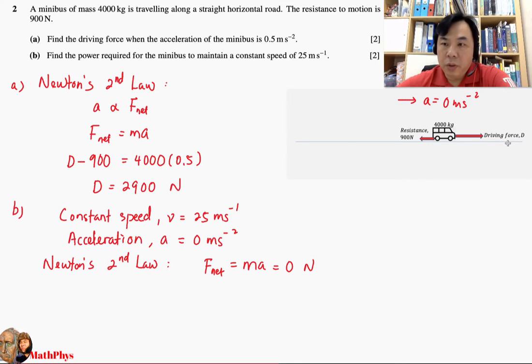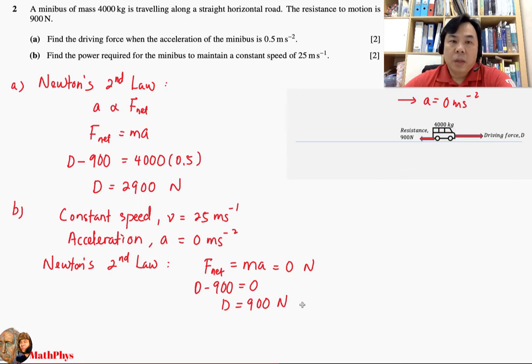And then we know that the difference between the driving force and the resistant force is given by this, and that should be equal to 0. Therefore, we know that the driving force must be equal to 900 Newton in order for the minibus to be able to maintain a constant speed of 25 meter per second. Right? All right. Now that's the first part of it.